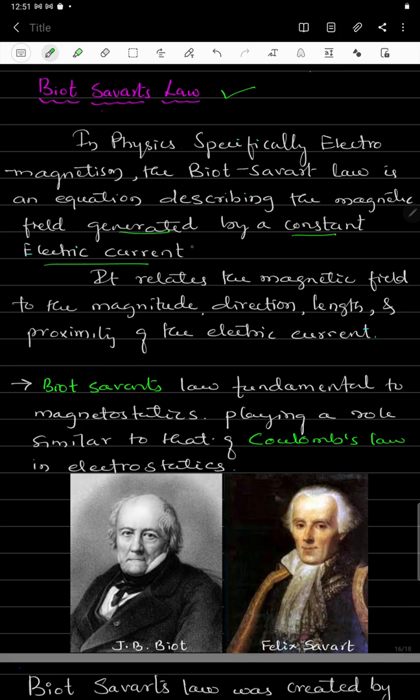So it explains the magnetic field generated by the constant electric current, and it relates the magnetic field to the magnitude, direction, length, and electric current of the source. How, I will show in this lecture. Already I have told you how Coulomb's law has a role in electrostatics. Likewise, in magnetostatics, the Biot-Savart law has a fundamental role.